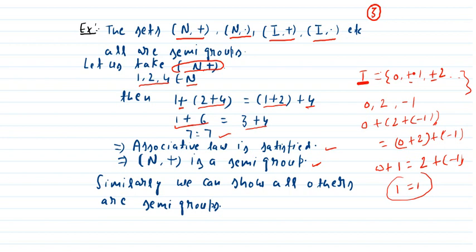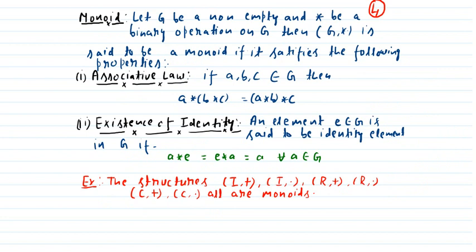Next we will define monoid. Monoid is just similar to semigroup. In a semigroup, we have to satisfy associative law. If one more property, that is existence of identity, is also satisfied, then it will be a monoid. We will define it as: let G be a non-empty set and star be a binary operation on G. Then G is said to be a monoid if it satisfies the following two properties. What are these properties? One is associative law and second is identity. We have already discussed associative law in semigroup.